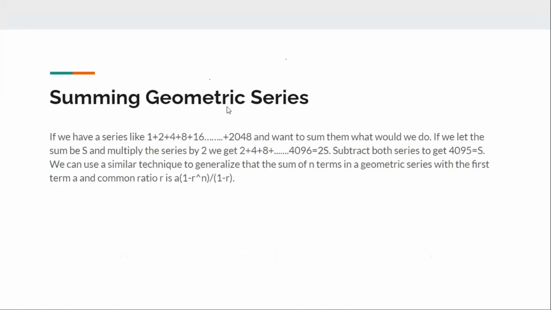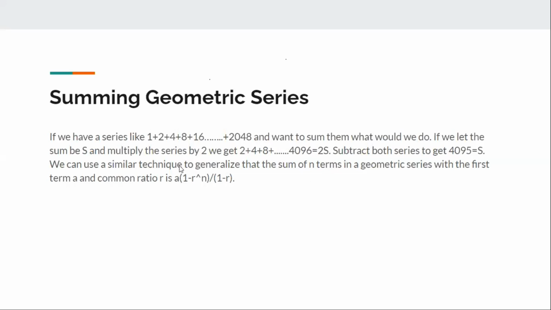Solving geometric series. If you have a series like 1 plus 2 plus 4 plus 8 plus 16 plus all the way to 2048, and you want to find the sum, then what will you do? You let the sum equal s, and you multiply the series by 2. You're going to get 2 plus 4 plus 8 plus 16 plus 32 all the way to 4096, which is equal to 2s. Subtract both of them, all the terms will cancel, except for this 4096 and the negative 1 that's going to be here. So you're going to get 4095 is equal to s.